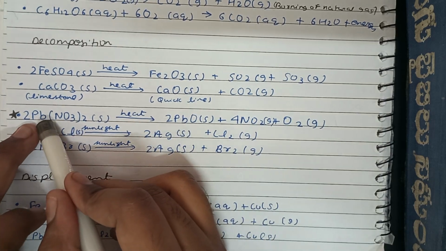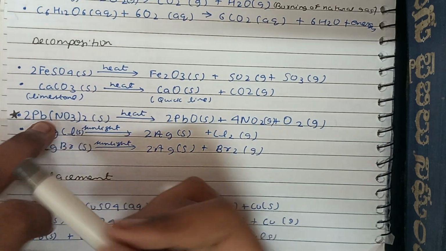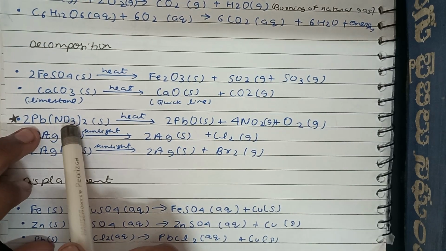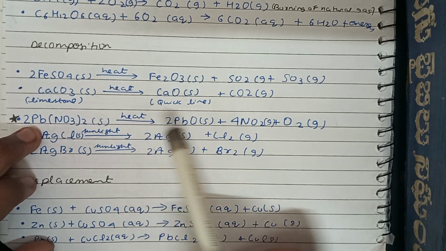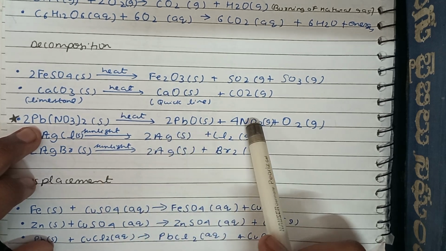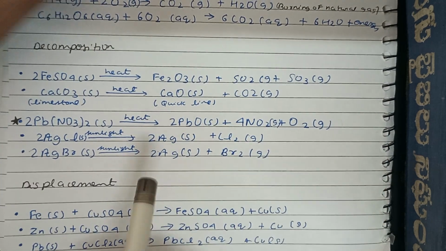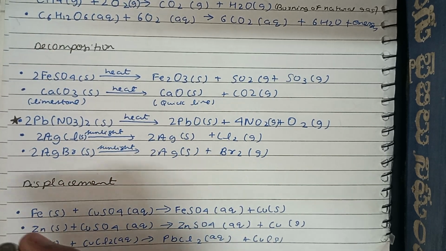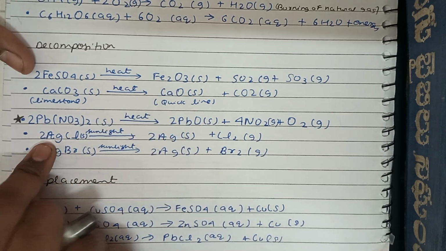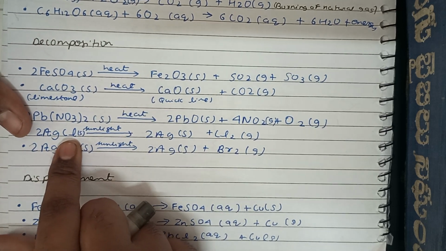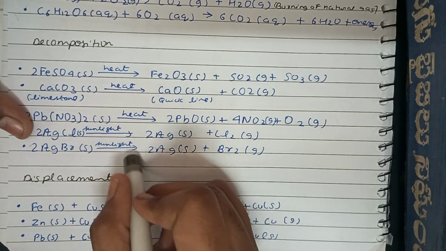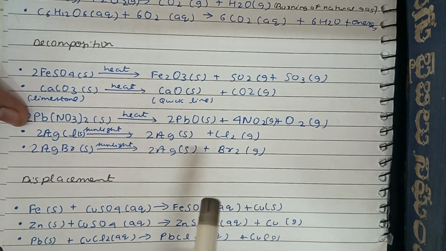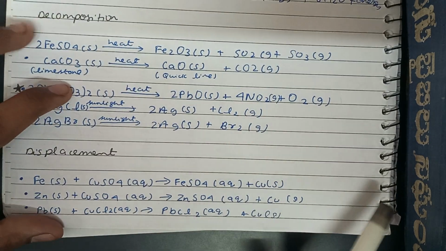Okay, so instead of lead you can take magnesium, then it will be magnesium nitrate. When heated, it will be forming magnesium oxide, NO2, O2. Okay, the products will be similar. Now this is an example of decomposition reaction: when we keep silver chloride in sunlight, it breaks down into silver and chlorine. The same activity can be performed with bromide also.